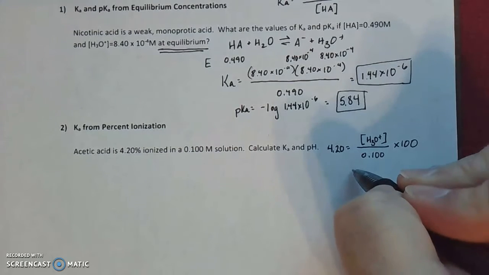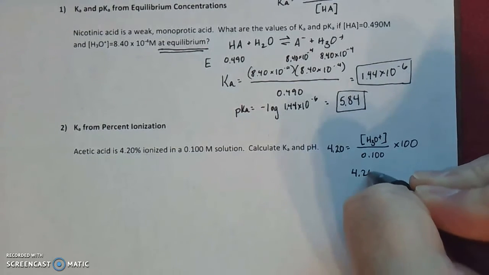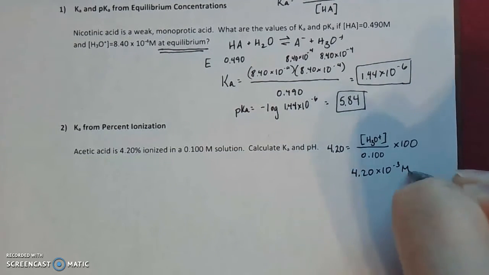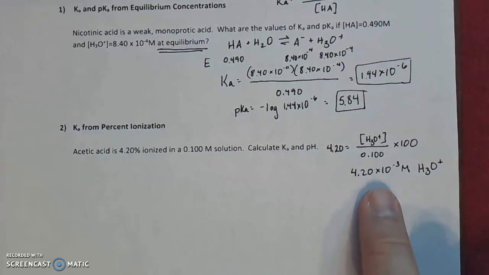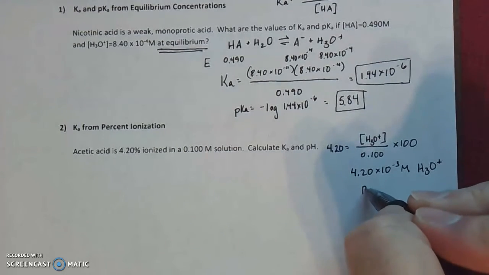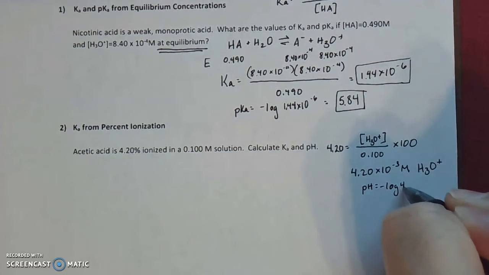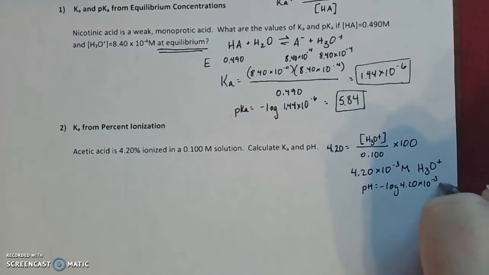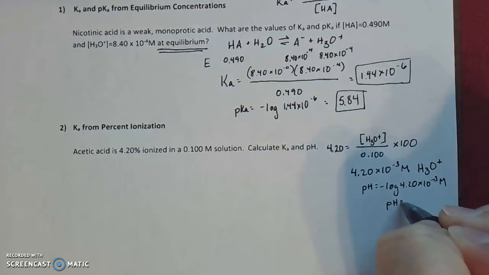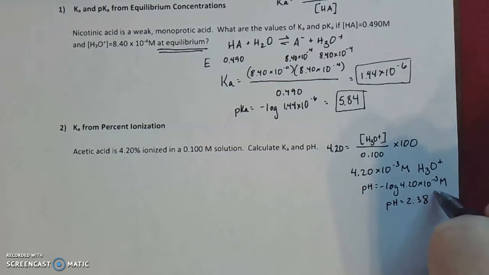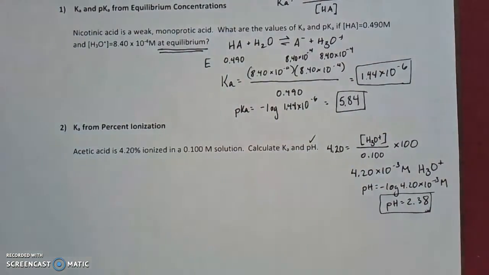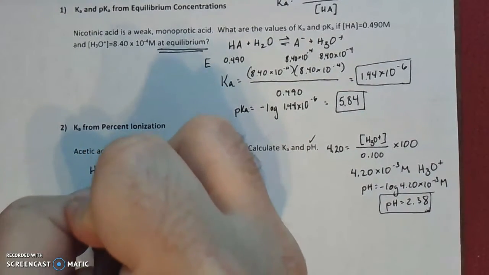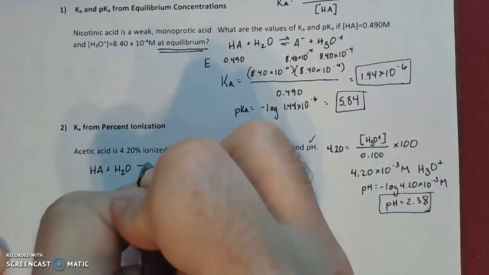When we calculate this, we get 4.20 times 10 to the minus third molar H3O plus. Now, we can use that to figure out pH, and we get a pH equal to 2.38. So there's one of our answers. But to calculate Ka, we have to go and work backwards in our ICE chart.